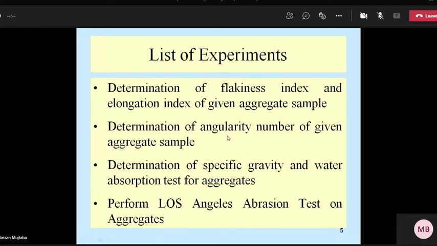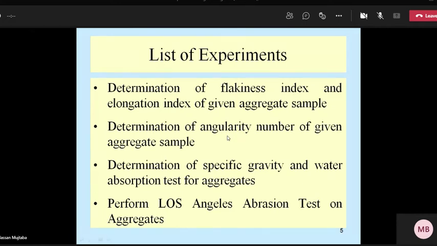Now, what is 33? 33 is basically the percentage volume of voids in a perfectly rounded aggregate. So if you do loose packing, without applying effort, if you are just packing the aggregates loosely, then the percentage of voids in rounded particles would be minimum and in angular particles it would be more, and vice versa. When we perform this test it will become clearer.